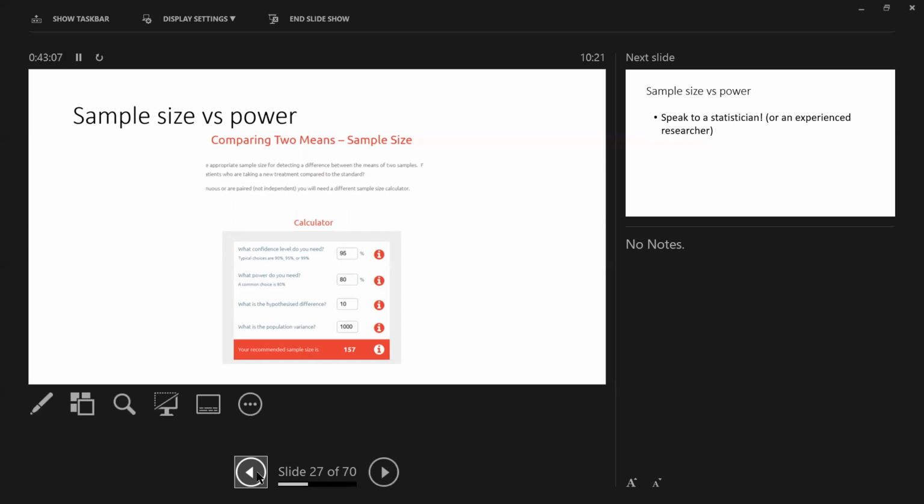But your recommended sample size is 157, but doesn't say how it breaks down. No, this would be 157 in each group, I think.